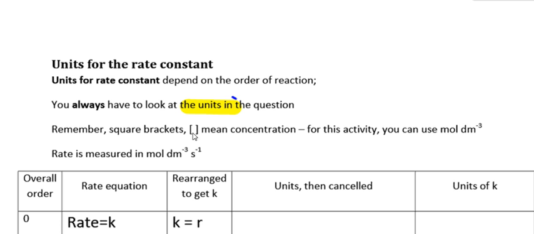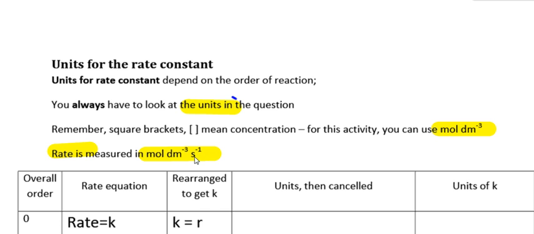Remember, the square brackets mean concentration, and concentration, remember, is moles per decimeter cubed. And remember that rate is measured in moles per decimeter cubed per second to the minus 1. You must remember that that is the units for rate, very important, and the units for concentration. Time obviously is normally measured in seconds, but they might throw in minutes. If they do, you just use minutes instead of seconds.